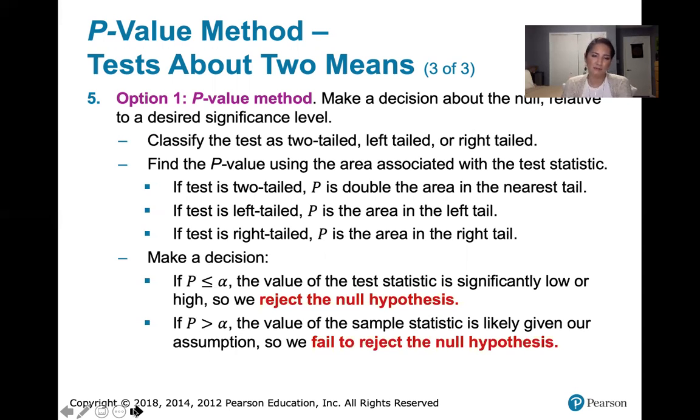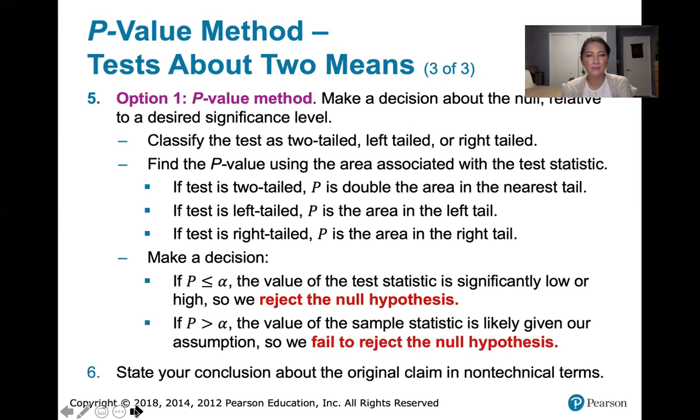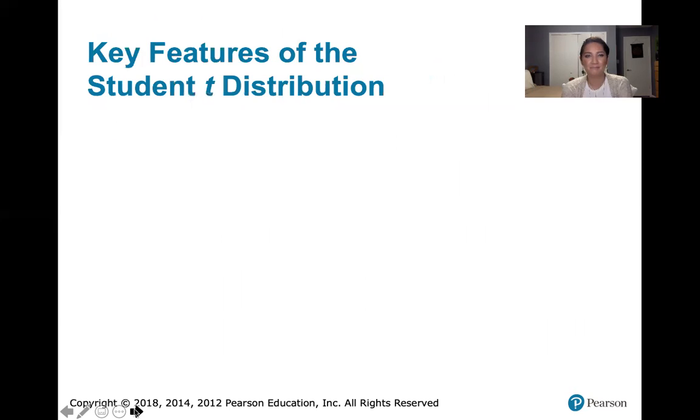Now, if p is greater than alpha, that's saying that this event is likely to occur or may easily occur due to chance, given that the null hypothesis is true. So we're not going to accept the null hypothesis, but we'll fail to reject it. What we're saying is that the null hypothesis might be true. We can't prove that it's true, but we can say that there's not enough evidence to suggest that it's not true, so we'll fail to reject the null hypothesis. And then lastly, we want to state our conclusion about the original claim in non-technical terms, because no one should have to take a statistics class to understand where we're coming from.